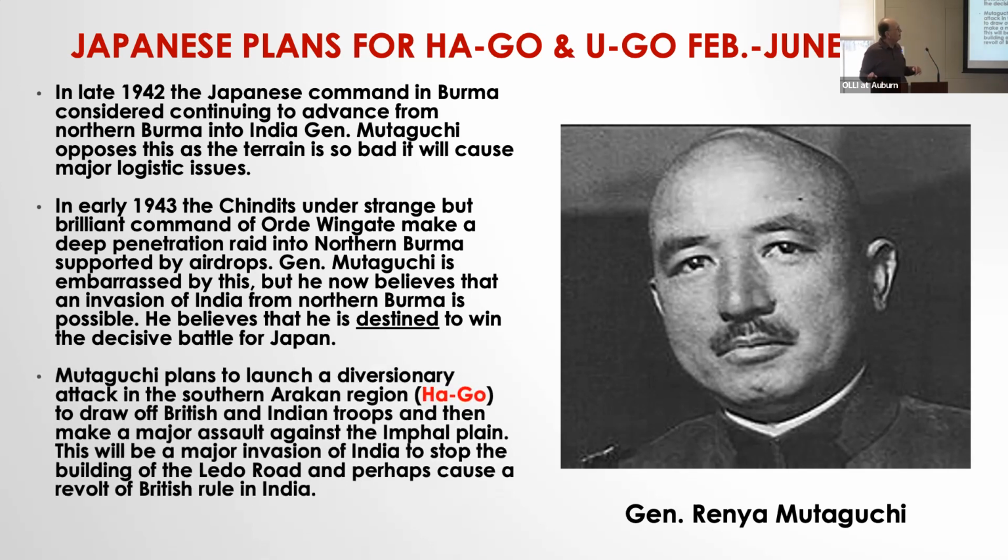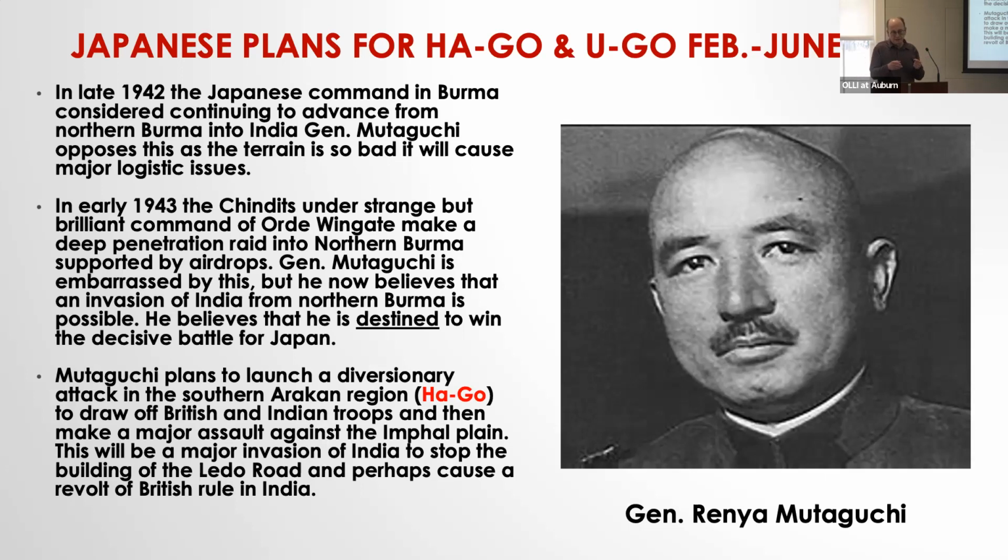So now he comes up with a plan, and there's a two-part plan. It's going to be Ha-Go and then U-Go. When we use the term go, that always means operation. So Ha-Go is going to be the first part of this. And the idea is this is going to take place in an area of Burma known as Arakan. And this is going to be a diversion, and it's going to reduce forces for the main attack, which will be on the Imphal plain at the town of Imphal and Kohima.